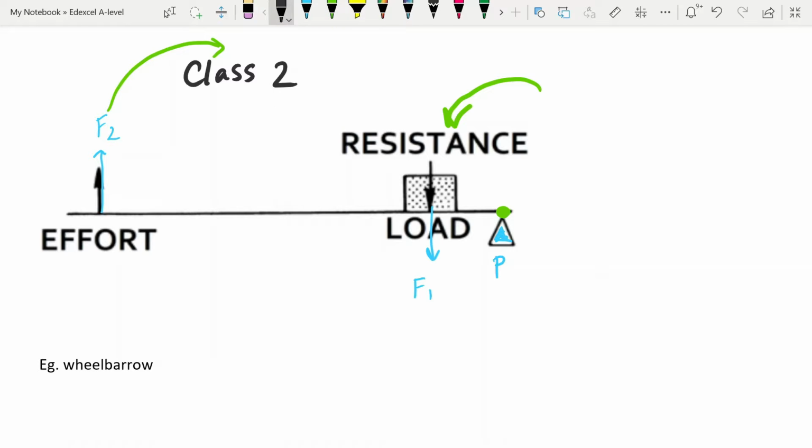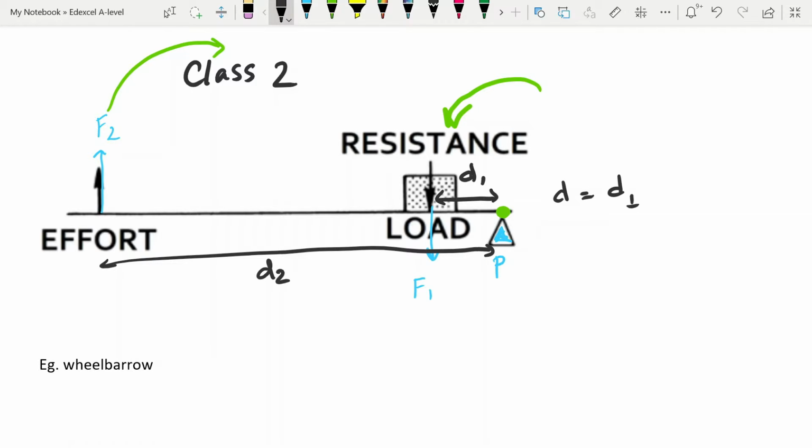And again, we do F1 times D1, if the object is in equilibrium, will be equal to F2 times D2. It is worth mentioning here again, and we will come to this in more detail later, that these distances must be perpendicular distances from the pivot. So you've got to make sure that they are running perpendicular to the load. So the force that's being applied is perpendicular to this distance from the pivot.